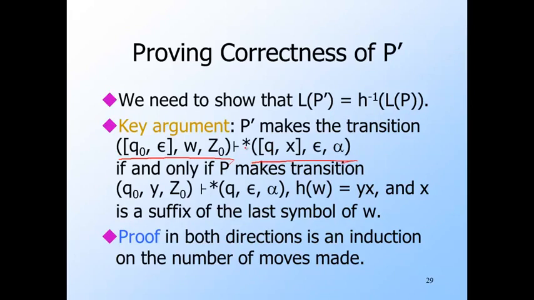well, first of all, P goes from its initial ID with input Y, that, to an ID that has state Q, input Y consumed, and alpha on its stack, that's that. And second, H of W is Y, that's what P consumed, followed by X, which is the thing that P prime still has left in its buffer. Once we have that, we can restrict it to this case where X is empty and Q is a final state. It then says that P prime accepts W if and only if P accepts H of W. That is, the language of P prime is H inverse of the language of P.